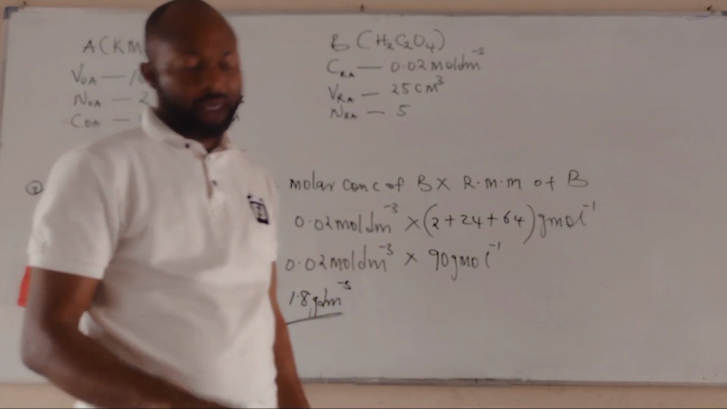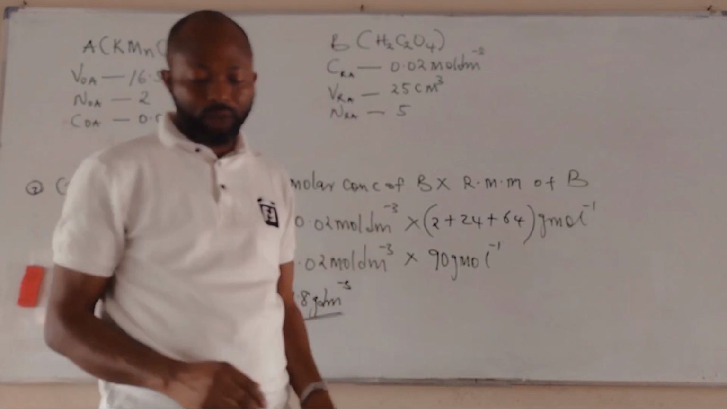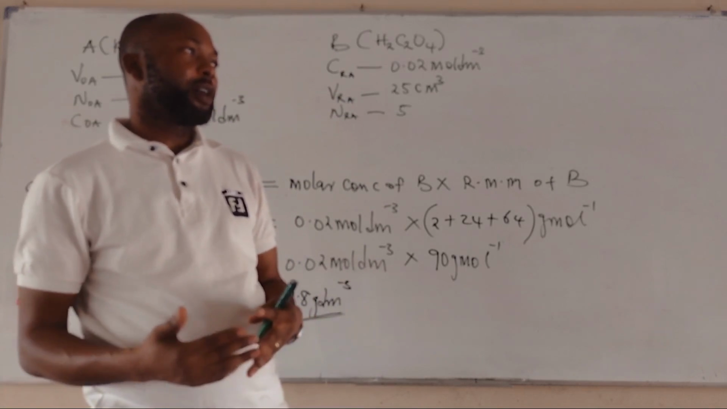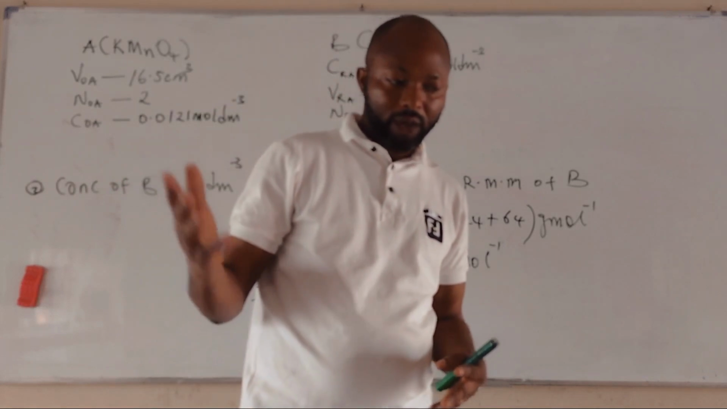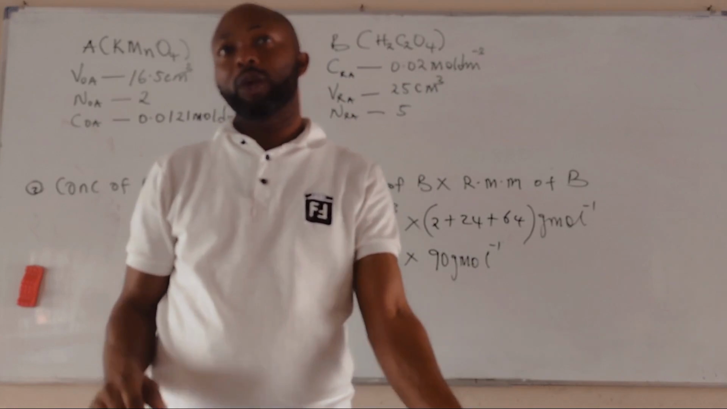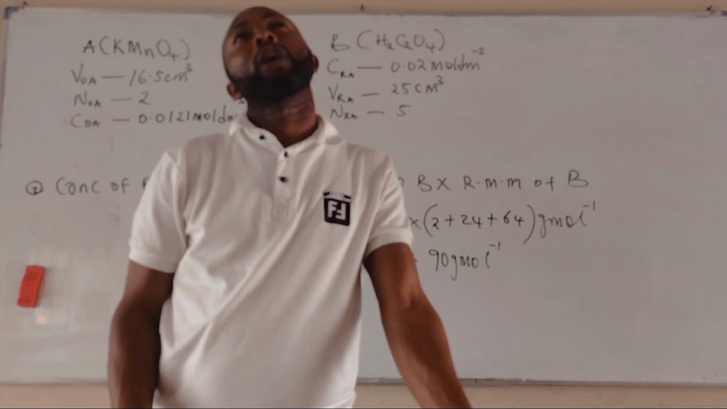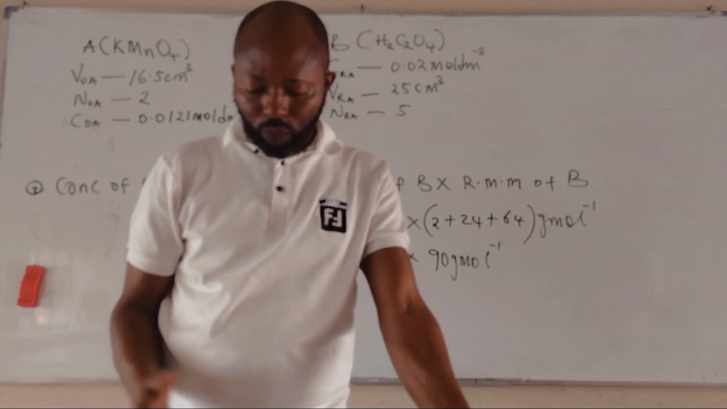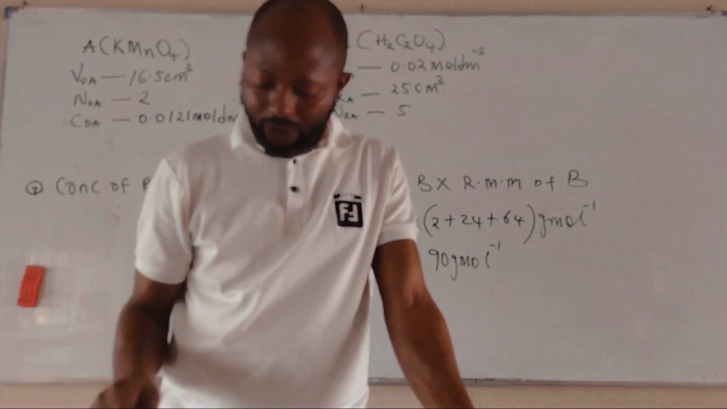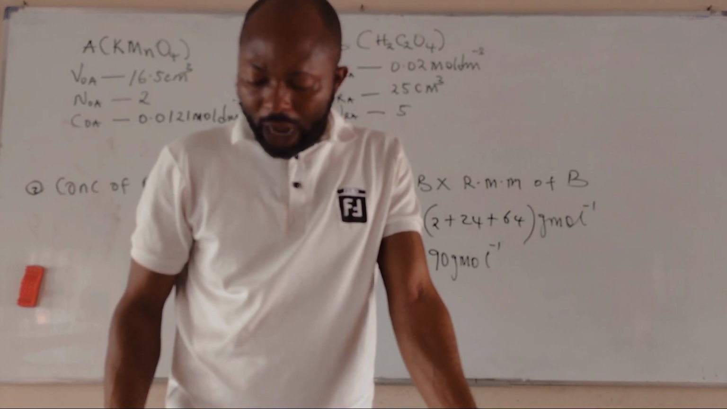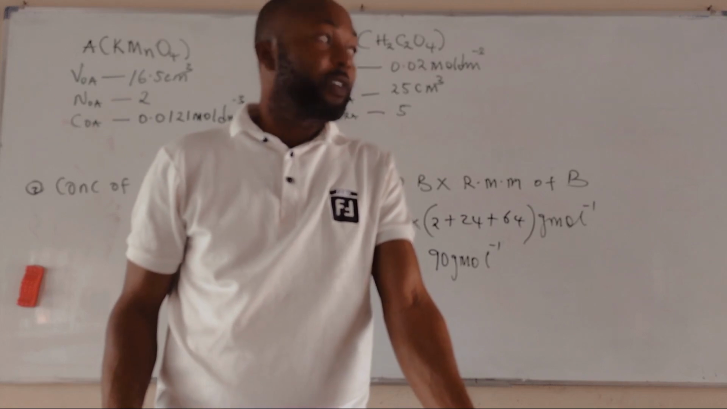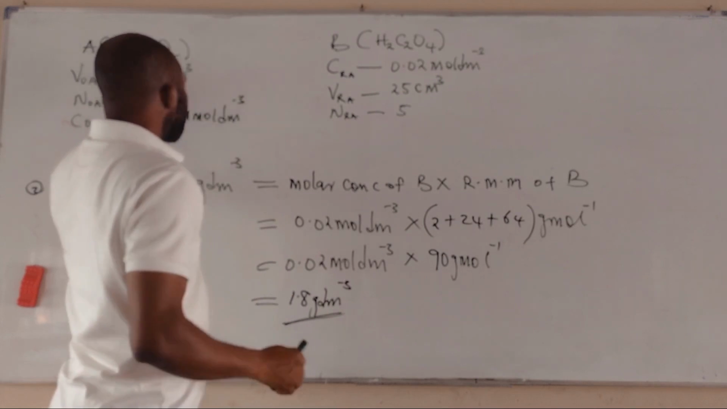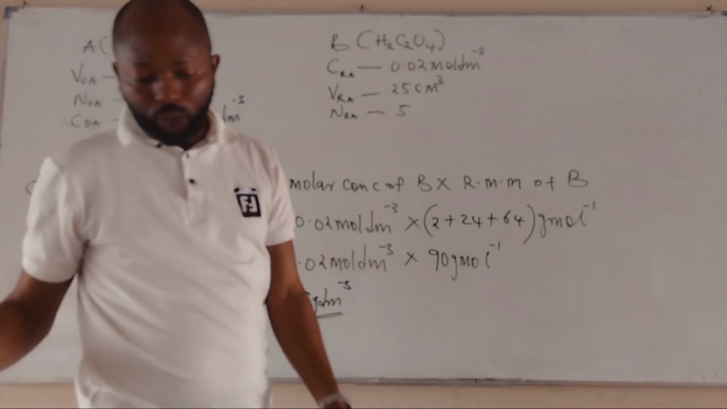Now C is an assignment. It's for you because we've treated amount. We remember the formulas for amount: we have mass in gram over relative molecular mass in g per mole, and we also have amount to be molar concentration times volume. So the question here is asking you to calculate the amount of A in the average volume of A used. If you look here, you can just see the solution. So that's question number 1.